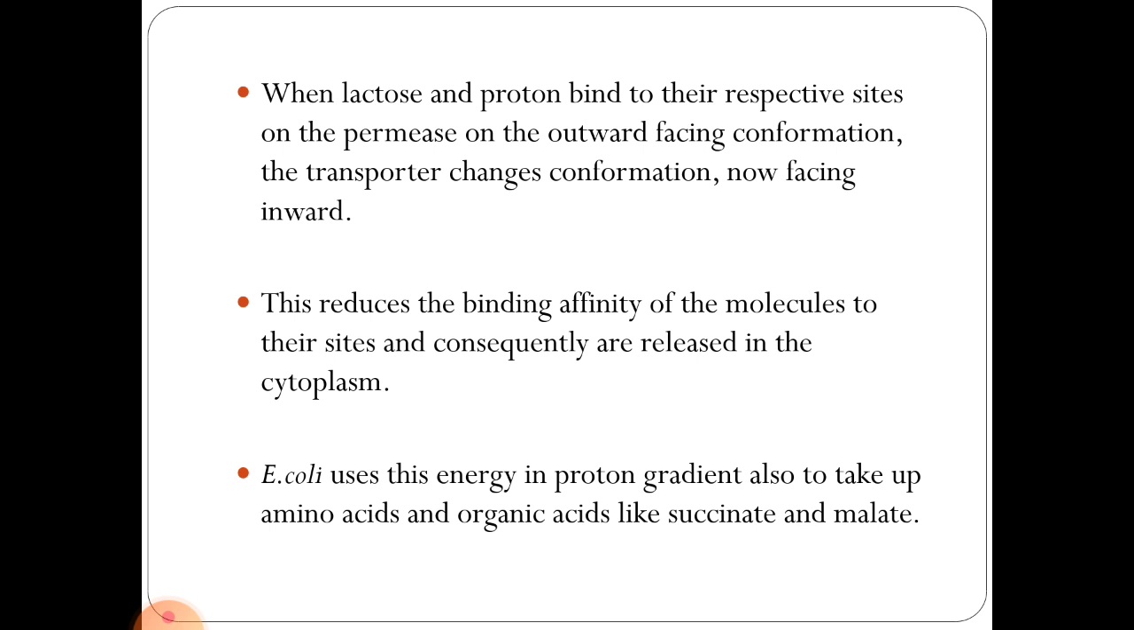When lactose and proton bind to their respective sites on the permease in the outward facing conformation, the transporter changes conformation and now faces inside. This reduces the binding affinity of the molecules to their sites and consequently they are released into the cytoplasm. E. coli uses the energy in the proton gradient also to take up amino acids and organic acids like succinate and malate.